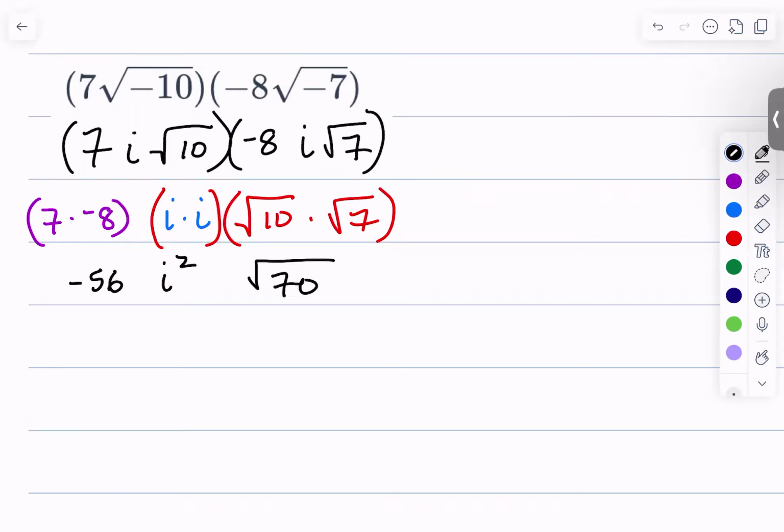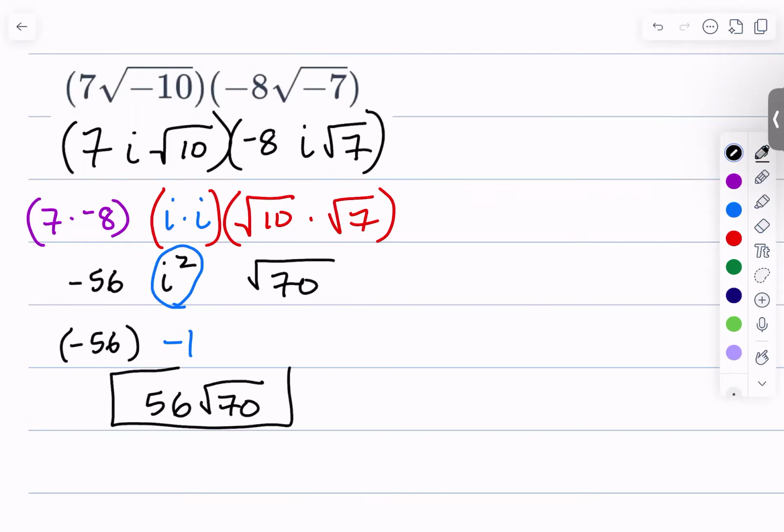So i squared again, remember, i squared is negative 1. So negative 1 times negative 56. That will be positive 56 square root of 70. And if you think about it, 70 doesn't have anything that we can take out. So it's the square root of 70. Cool? Questions on that?